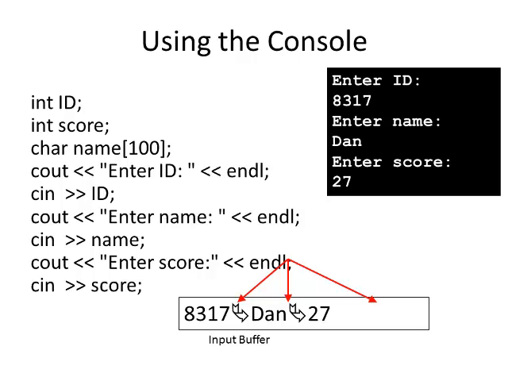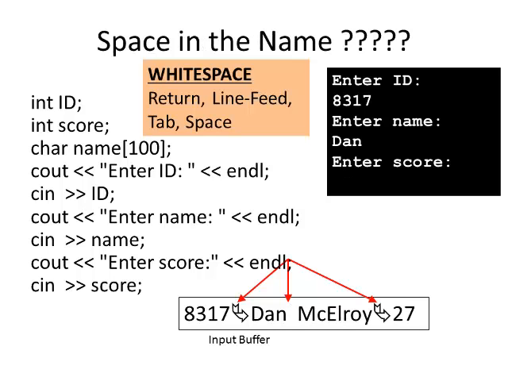Well, what's whitespace? Whitespace is either the return or the line feed or the tab or a space, and it can give us some problems. For example, if I say enter ID and I type in 8317, that's fine. Say enter name, and then I type in Dan space McElroy. Big problem, because what's going to happen is, see the space in there between the Dan and the McElroy?